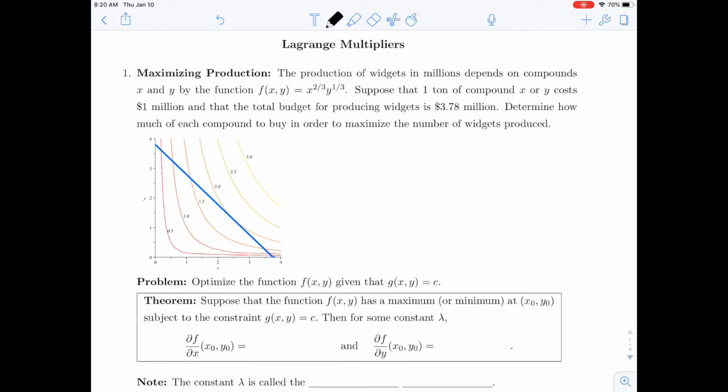We are going to continue with the topic of maximizing or minimizing multivariable functions, and today we're going to talk about a technique called Lagrange multipliers. This is best illustrated by starting with an example.